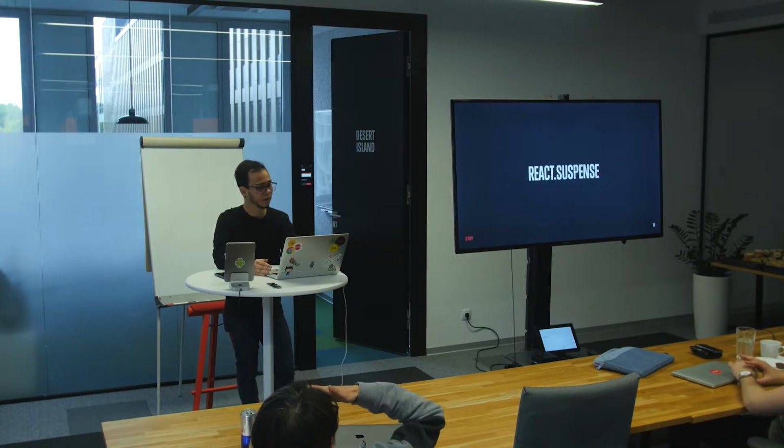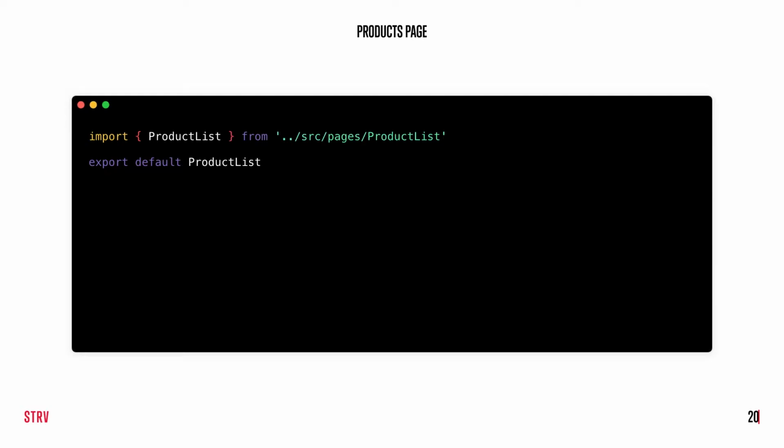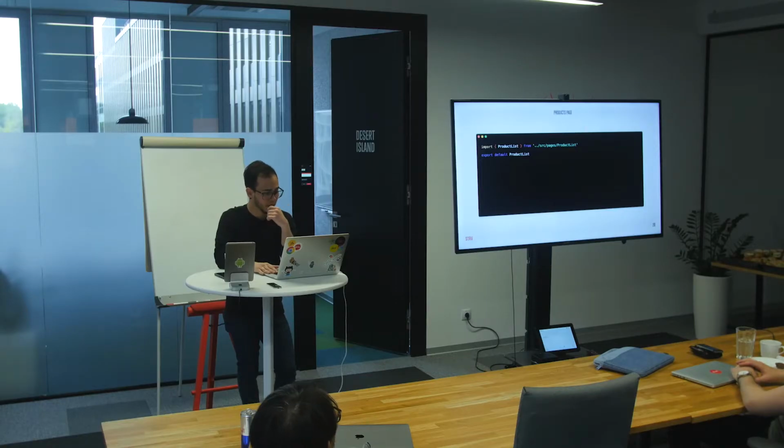And for that, React provides something called React Suspense. And it kind of works like this. For example, let's say we have the product list that we had before.